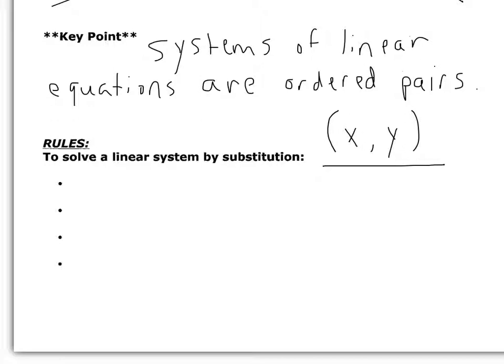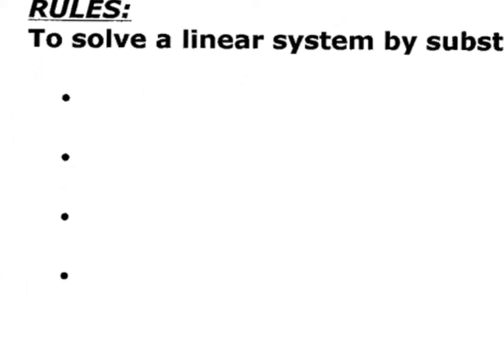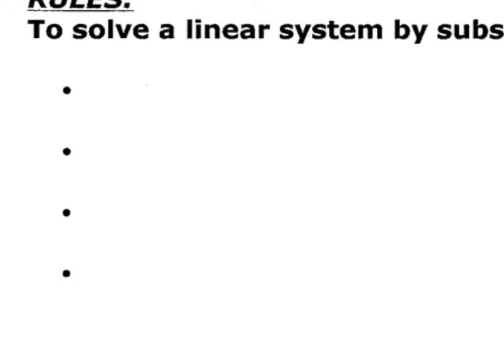So your 4 steps of solving a linear system by substitution. Make sure you write every one of these steps down. First step is to solve for x or y in one of your equations. Solve for x or y in one equation. So that's basically like solving for x or solving for y.